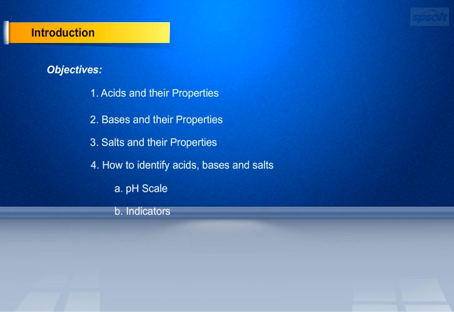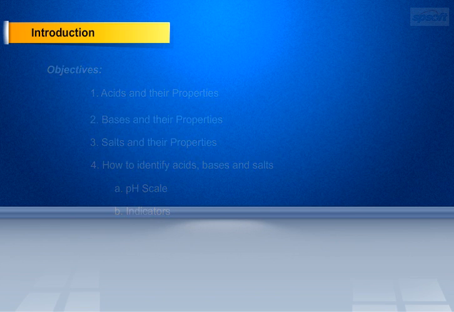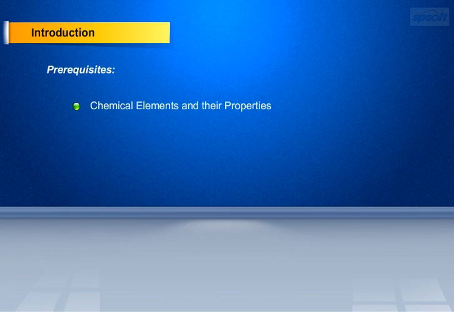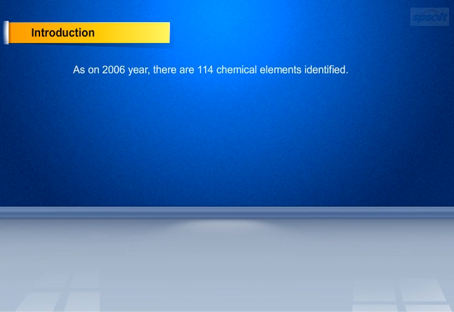Before we start our session, let us recollect few concepts which we have learnt in earlier sessions, that is, about the chemical elements and their properties. As on year 2006, 114 chemical elements are identified. These chemical elements are combined to form many compounds, or substances, or solutions.